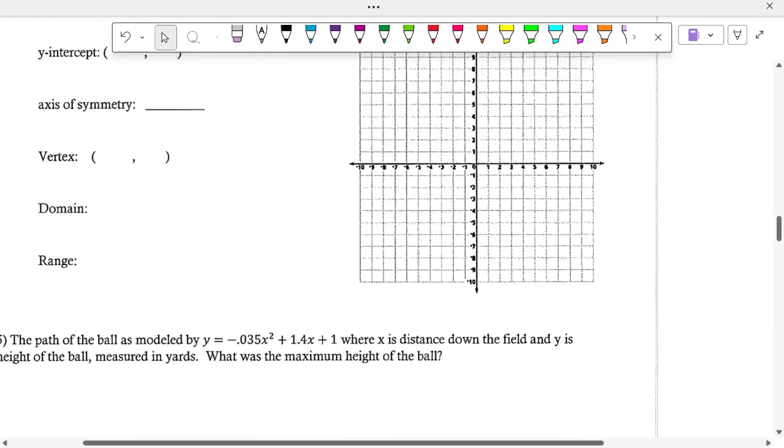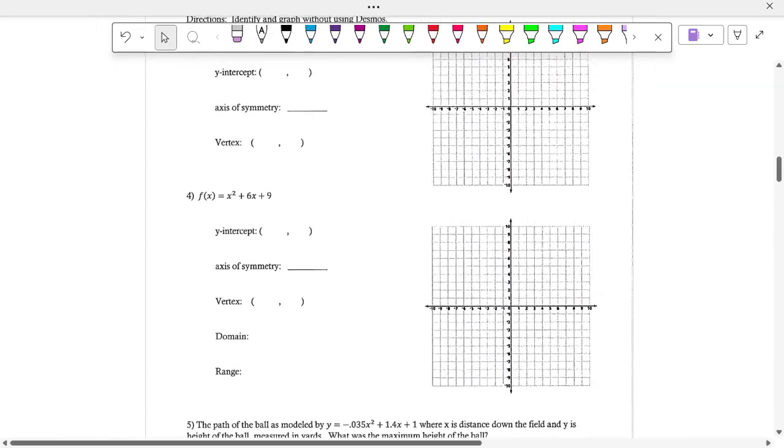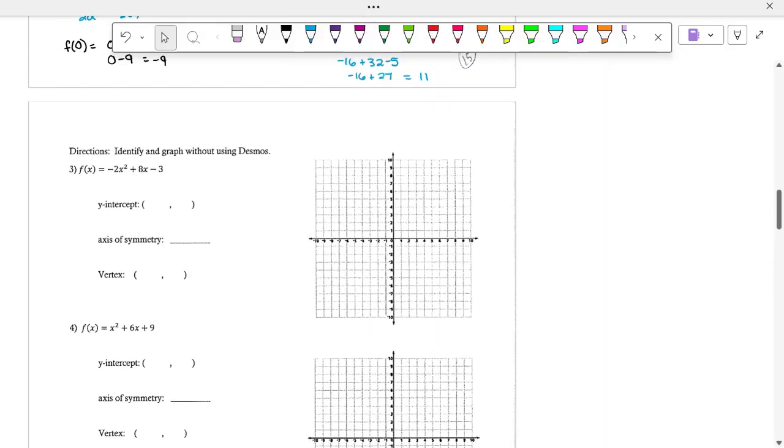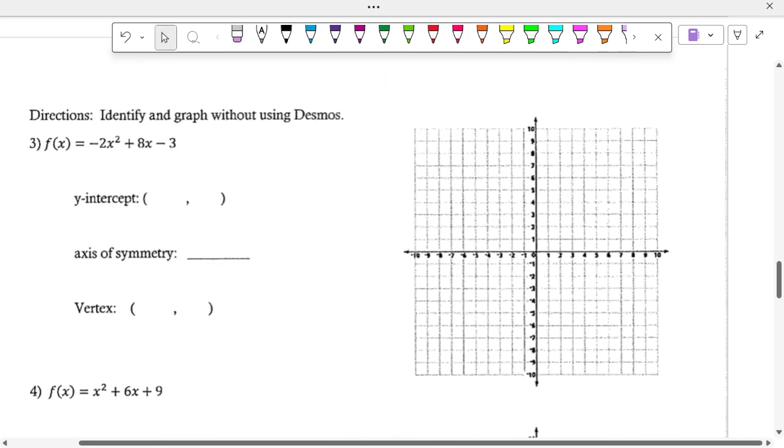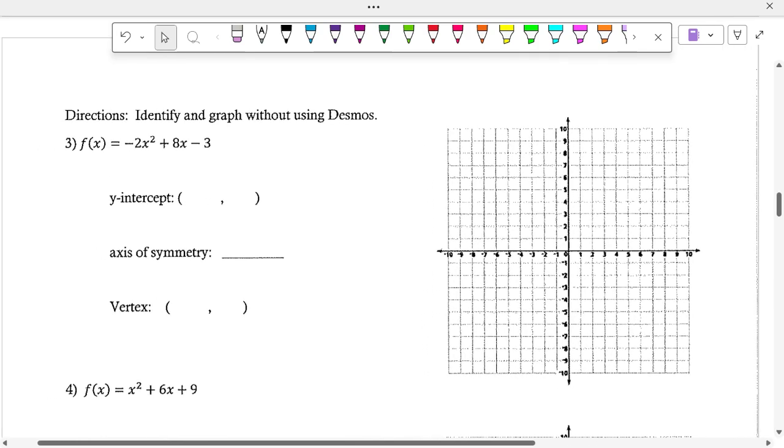All right. So let's look at how we would identify and graph without using Desmos. Okay. So what I want everyone to do right now is take a minute on your own. I want you to find the y-intercept, the axis of symmetry, and the vertex for the function for number 3. All right, I'll give you guys 3 minutes.